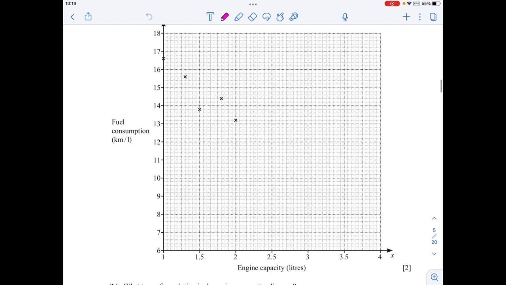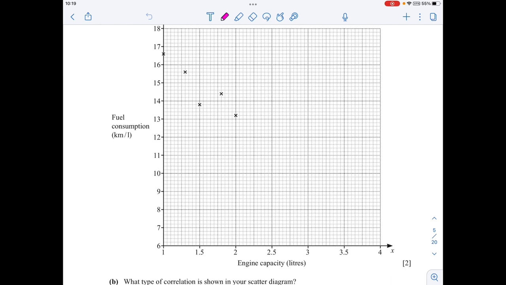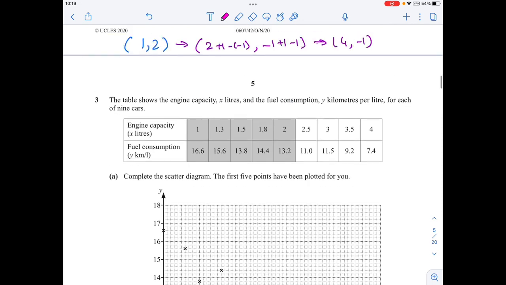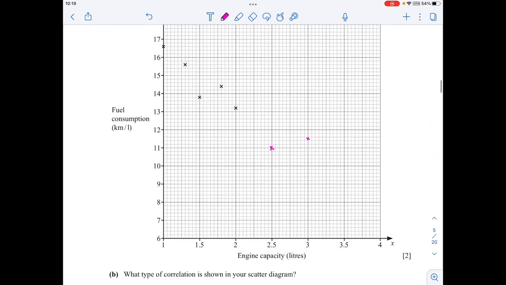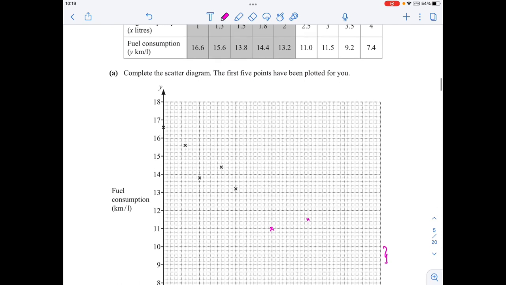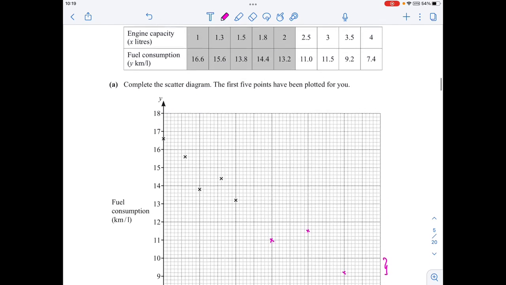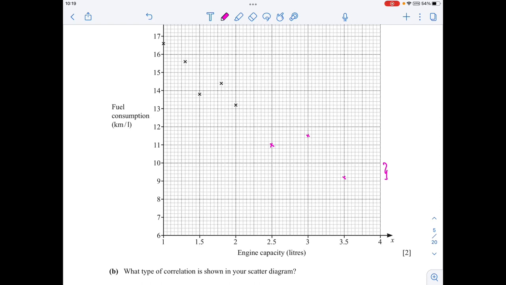So he is asking 2.5 is 11, so 2.5 is going to be 11 over there. Then next is 3 is 11.5, somewhere between 11 and 12. Then 3.5 is 9.2, because there are 5 lines between 9 and 10 and each line is equal to 0.2. So therefore 3.5 is 9.2, the first line, and 4 is 7.4, the second line. So I have done it out.